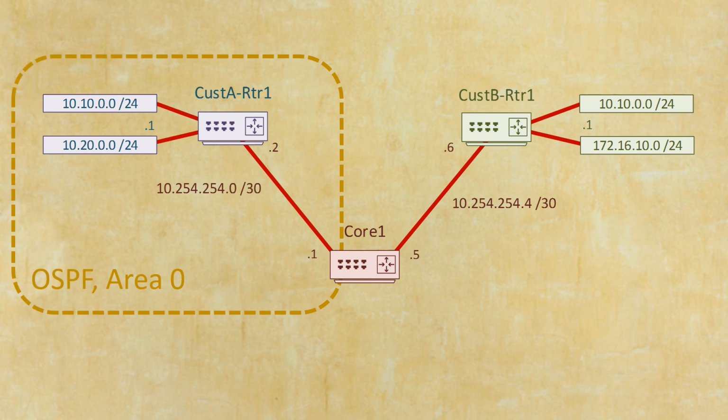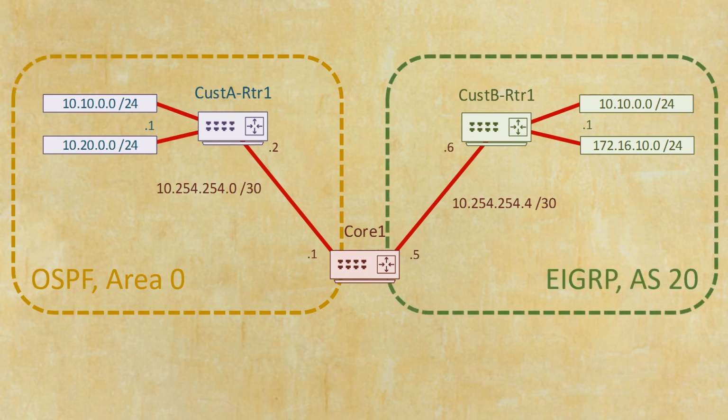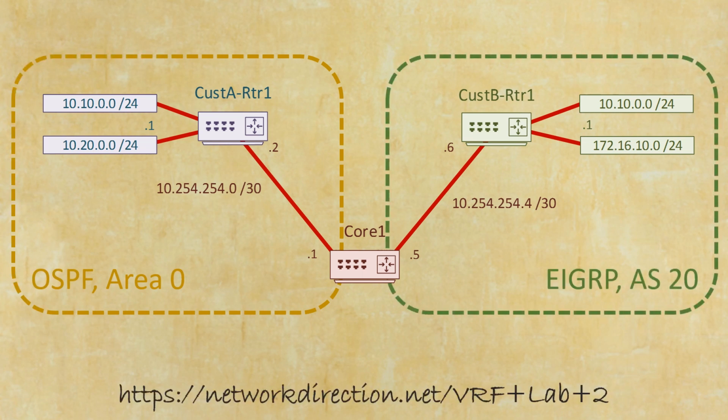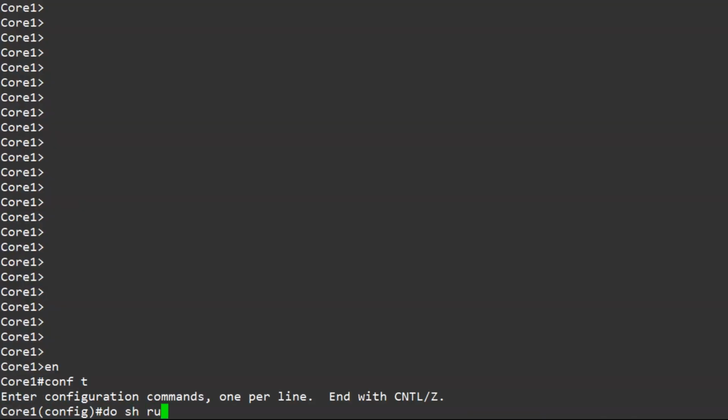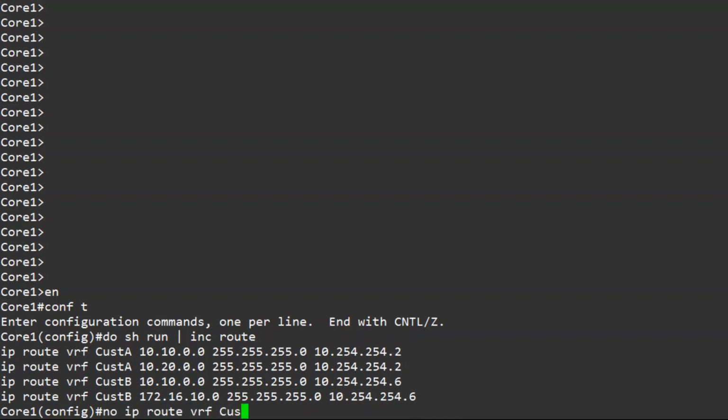Customer A wants to run OSPF. Customer B wants to run EIGRP. We're going to make that happen. We'll start on the call router by finding and removing static routes for customer A that we created in the last video.